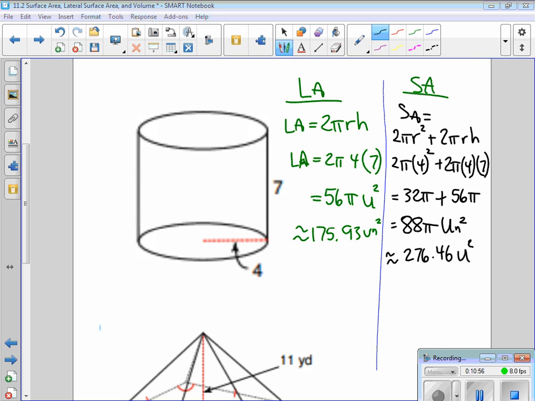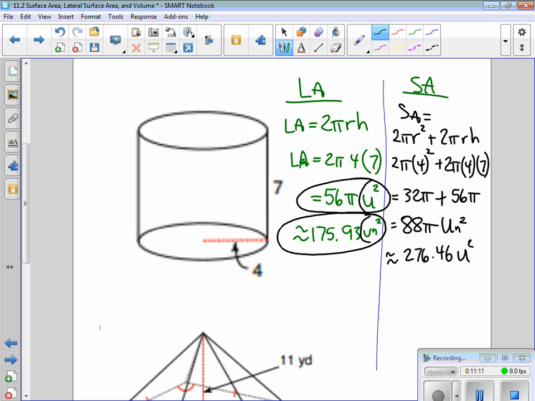Okay, and there you have it. I got 175.93 units squared after taking it from being in terms of pi. I want to point out the units here. Since I look at the picture and there's no units, I can either put a u squared or a units squared. It doesn't matter, but you want to put units on there. Don't leave it alone. Over here on the surface area, I found the final answer in decimal form to be this.